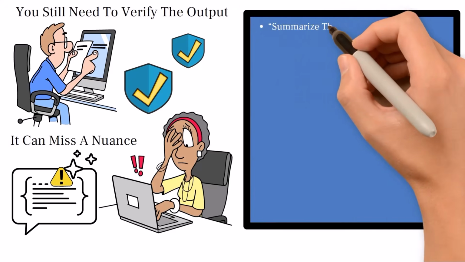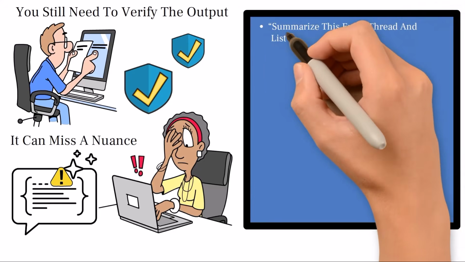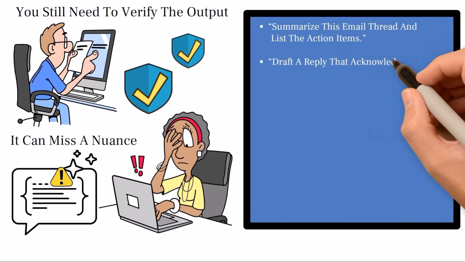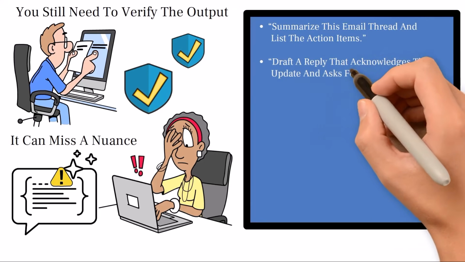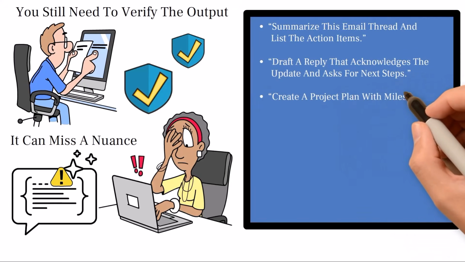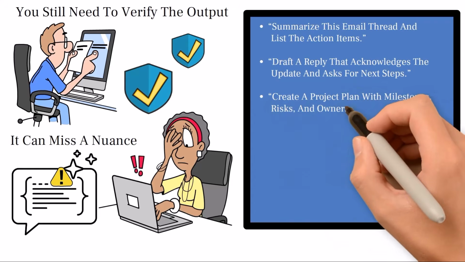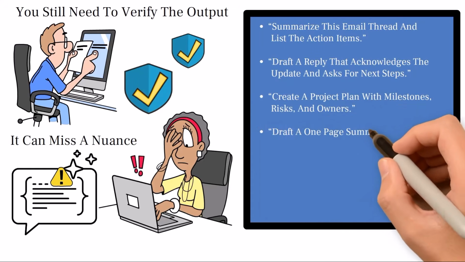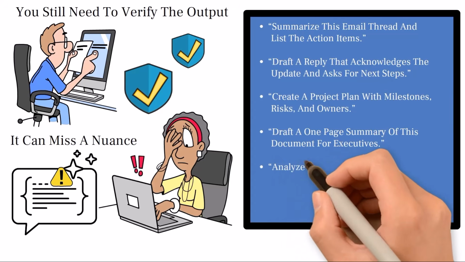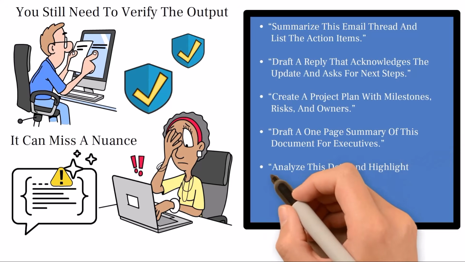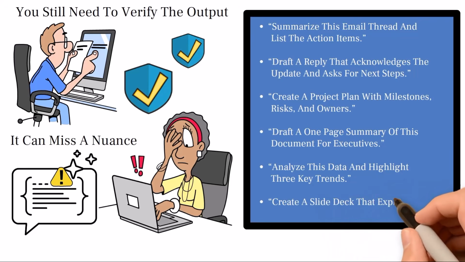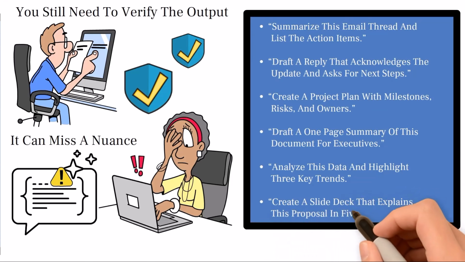Summarize this email thread and list the action items. Draft a reply that acknowledges the update and asks for next steps. Create a project plan with milestones, risks, and owners. Draft a 1-page summary of this document for executives. Analyze this data and highlight 3 key trends. Create a slide deck that explains this proposal in 5 slides.